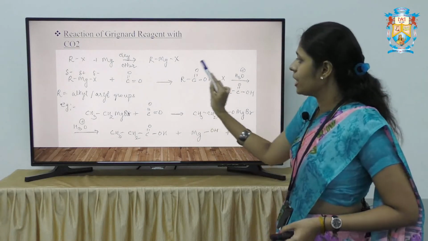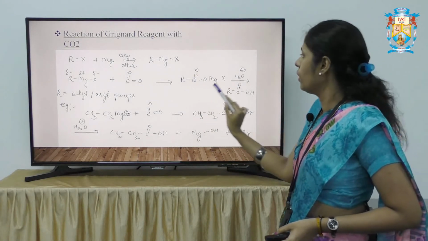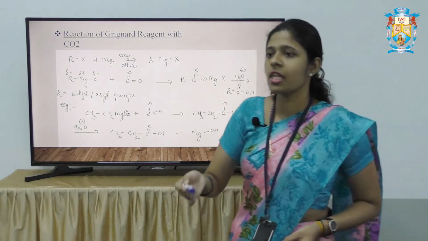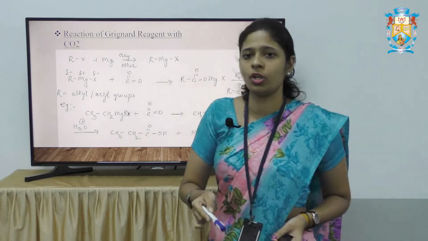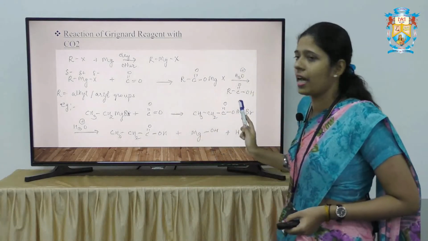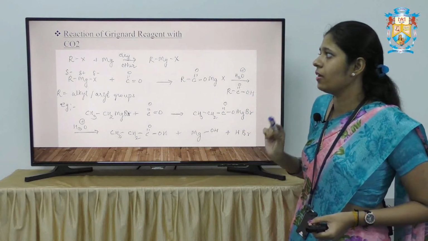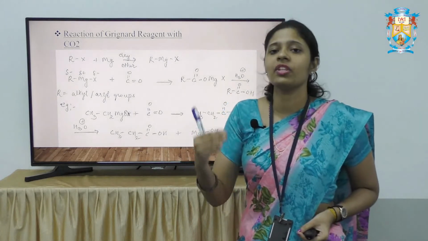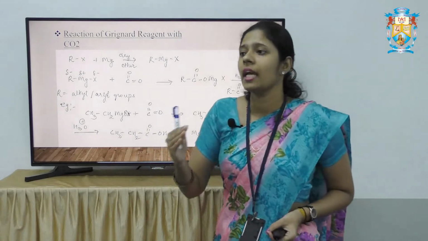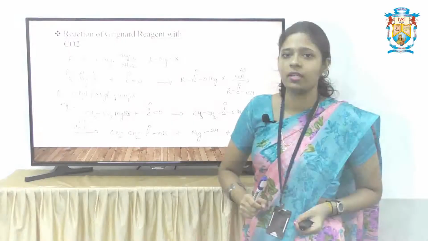So here this reaction will lead to further hydrolysis, that is addition of H3O and also the breakdown of water molecule, which will further lead to the acid. So this is the third reaction in which the carboxylic acid is formed with the help of the Grignard reagent in presence of carbon dioxide.